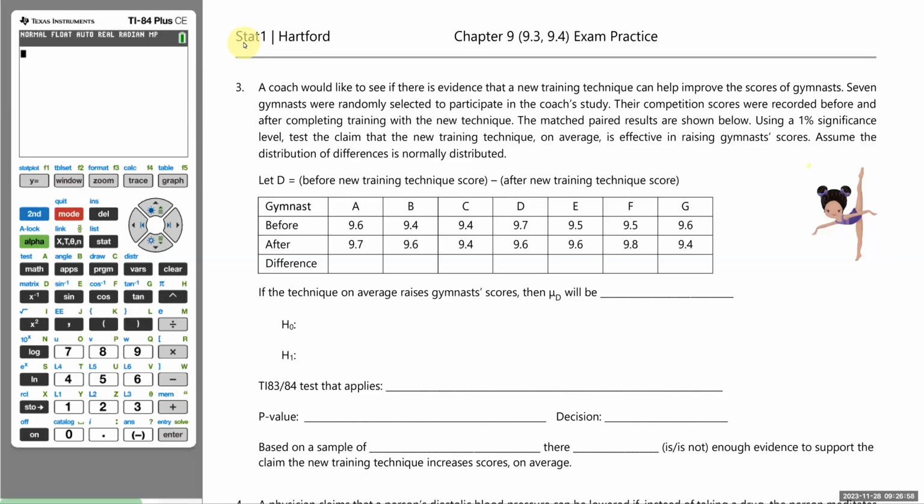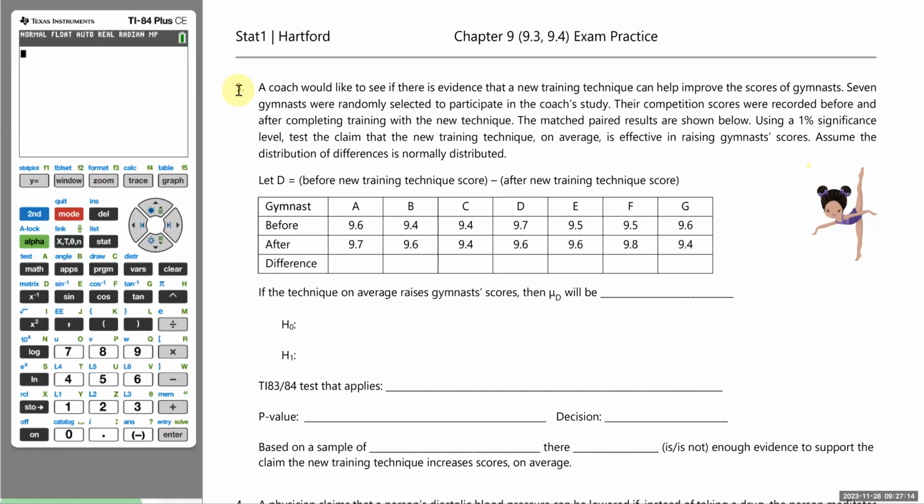Welcome. We are now on page 2 of the Chapter 9 exam practice, and our two problems on this page will be examples of dependent samples from two populations, also called matched pairs. So let's take a look at number 3.